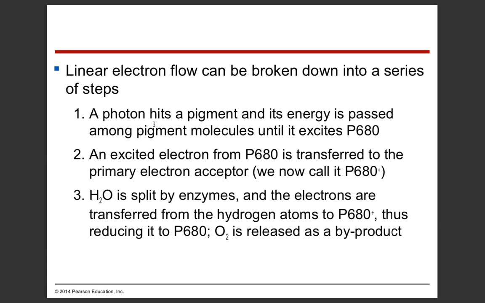So here we go. A photon hits a pigment. Light hits chlorophyll A, and its energy is passed among pigment molecules, other chlorophylls, until it excites P680, which is the reaction center in photosystem 2, which comes first. An excited electron from P680 within photosystem 2 is transferred to the primary electron acceptor, the first thing that actually holds on to those electrons, and we now call it P680 plus. Don't get too bogged down by that. I'm not too worried about that last part.